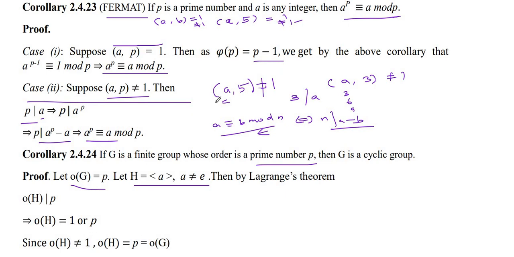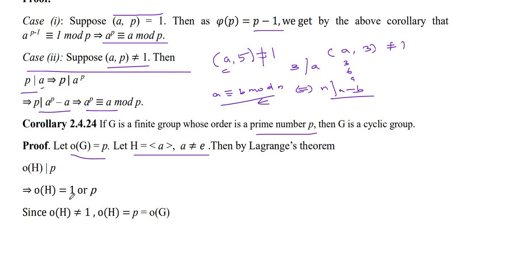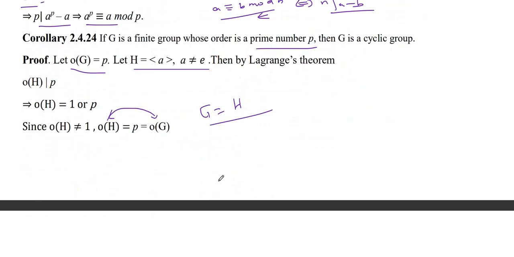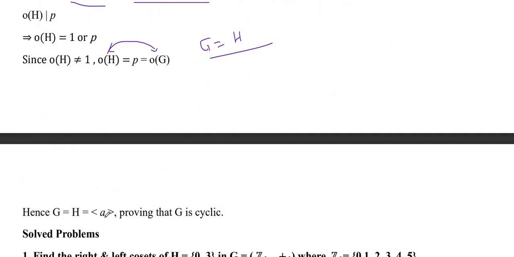Now the order of H cannot be 1 because H is not generated by the identity element alone. So the other possibility is that the order of H is P, which is the same as the order of G. So both of them are of the same order and one is contained in the other. H is contained in G, both of the same order, which means equality will hold. So you have G equal to H, but H is generated by A and therefore G must be cyclic. So G is equal to H, H generated by A. That proves that G is cyclic.